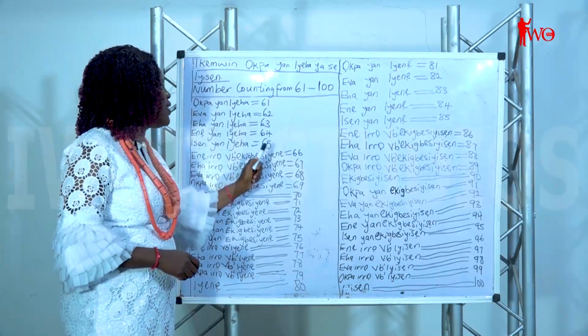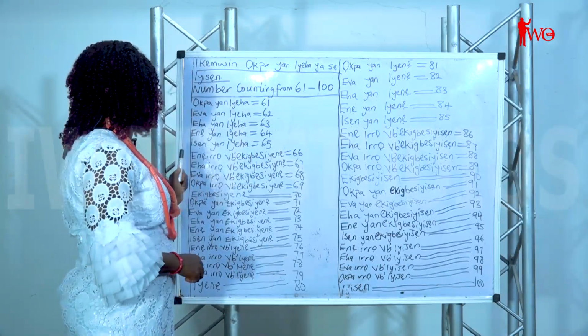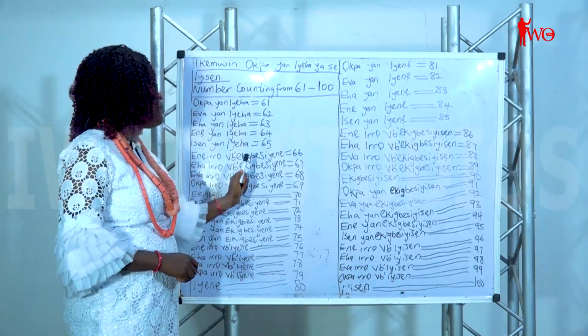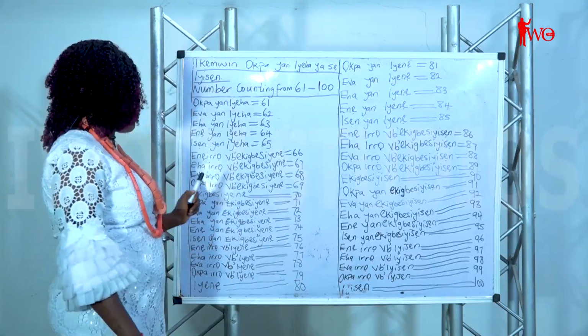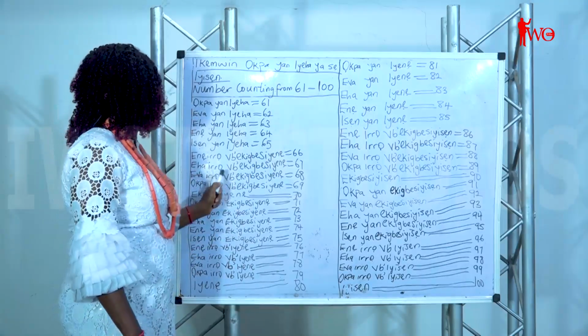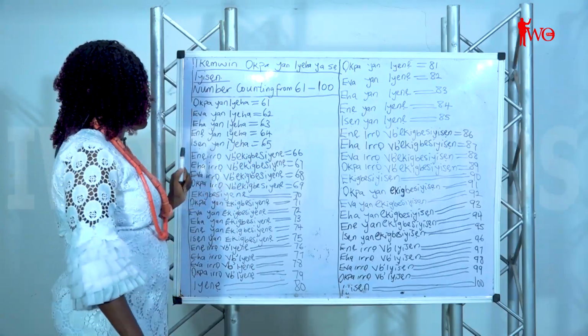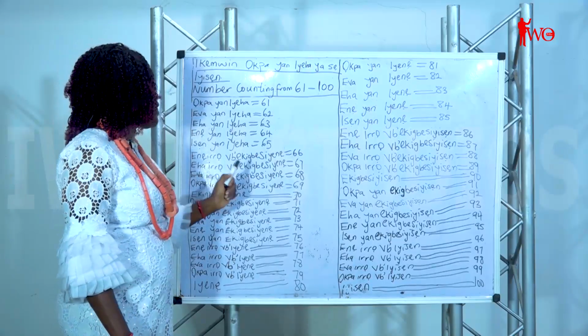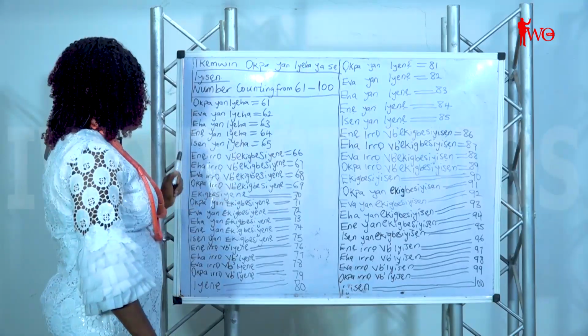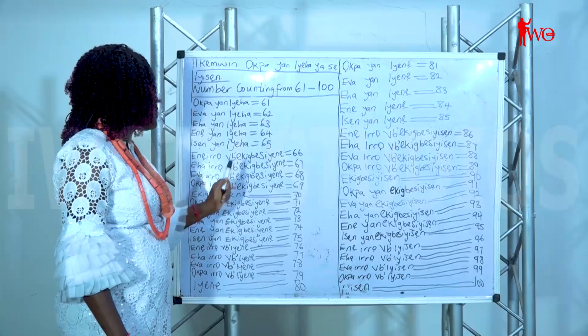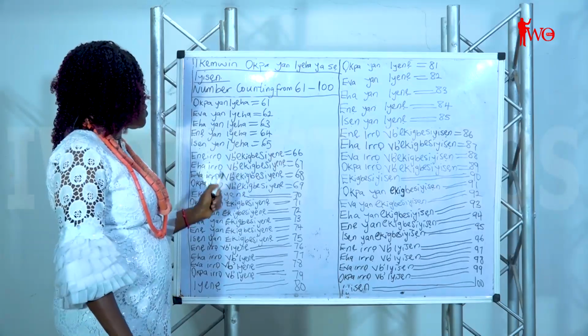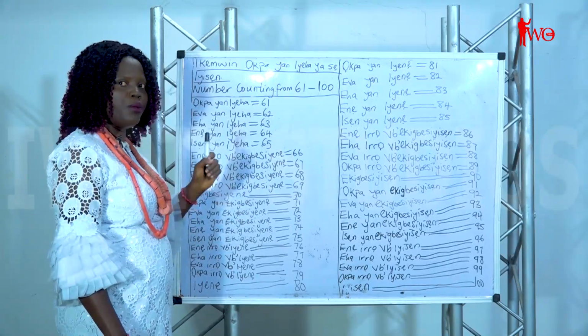Eneiro ve kigbesi yene, 66. Ehairo ve kigbesi yene, 67. Evairo ve kigbesi yene, 68. Okpairo ve kigbesi yene, 69. Ekigbesi yene, 70. That means we are removing 10 from yene.